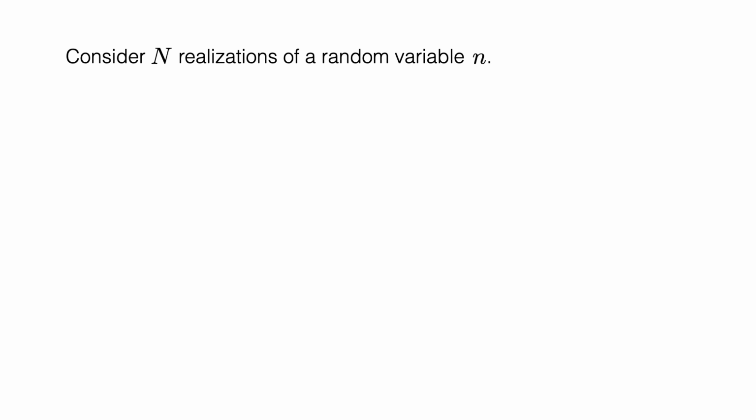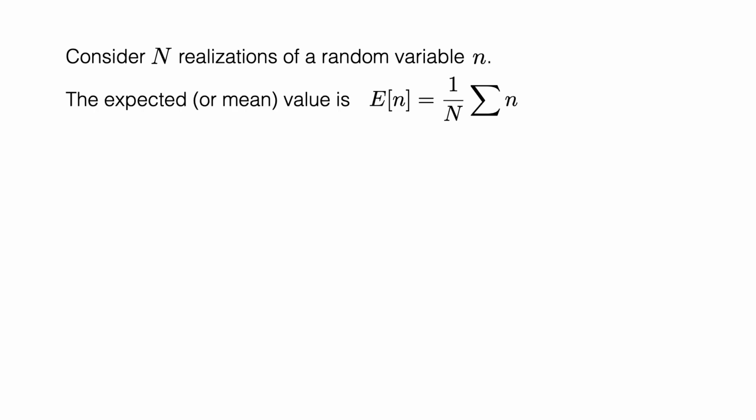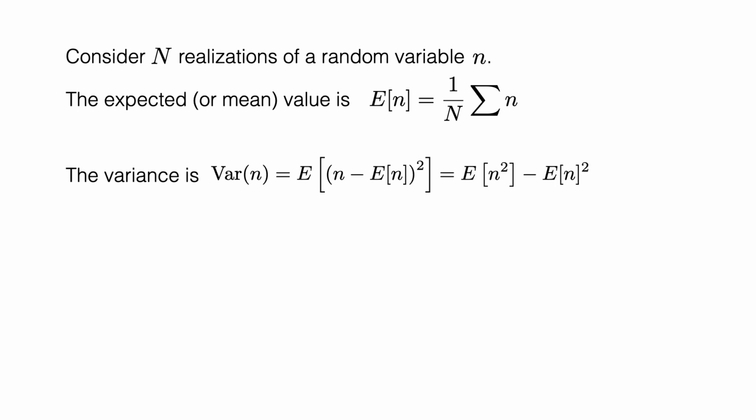Let's review some fundamentals of probability. Consider N realizations of a random variable n. Then the expected or mean value is just the sum of each of the realizations divided by the total number in the sum. The variance is this expression here. It's the expected value of the quantity n minus its mean, squared. And this can be simplified like so: the expected value of n squared minus the mean of n, squared.